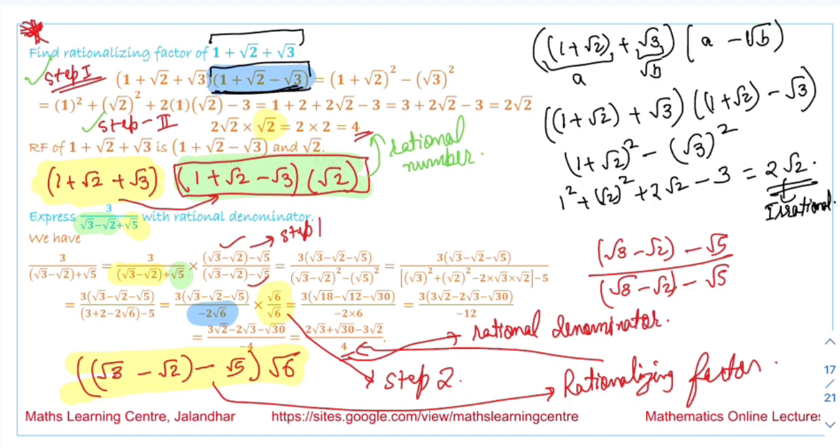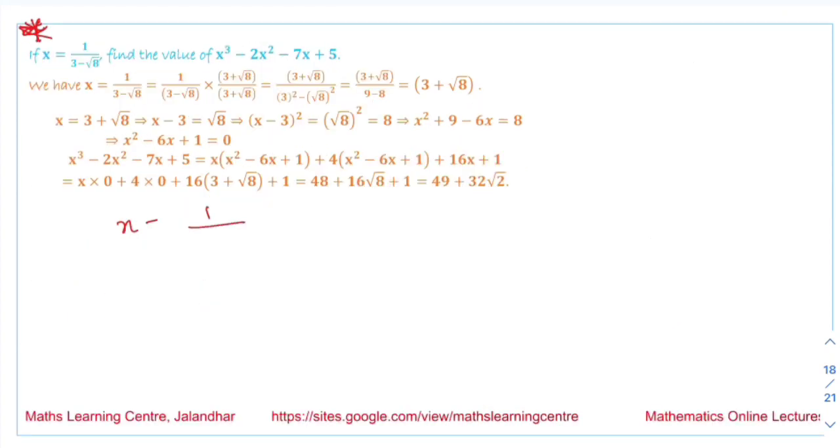Similarly, in this question, it is given that x is equal to 1 over 3 minus root 8. We rationalize this term. The rationalizing factor is 3 plus root 8 over 3 plus square root 8, and the answer you will get is 3 plus square root of 8. So one method is given over here. The second thing you can do is manually solve this question.